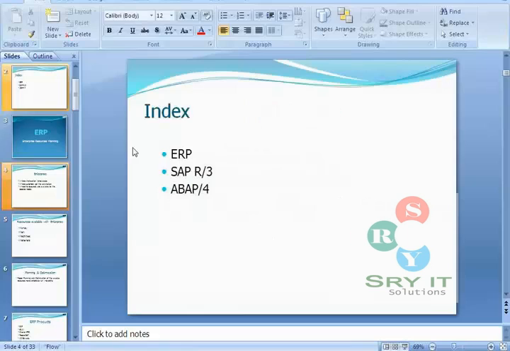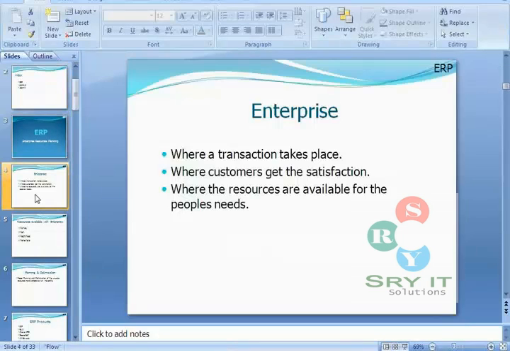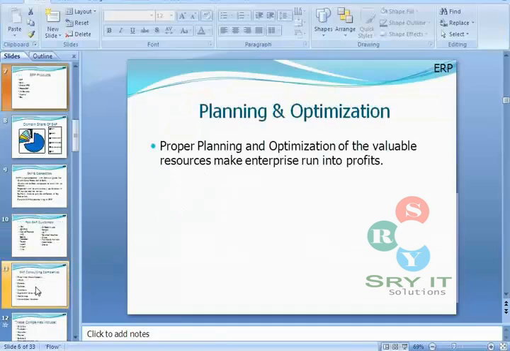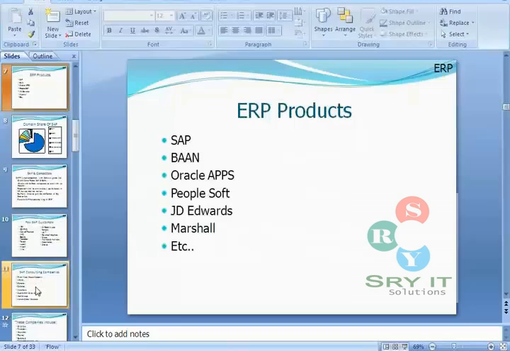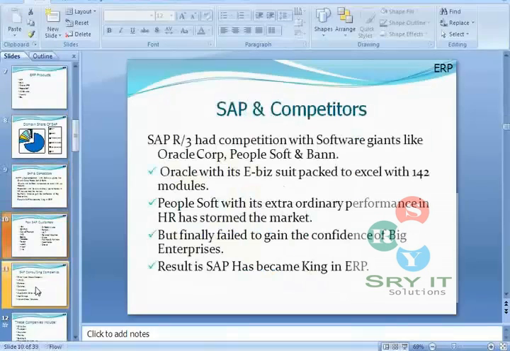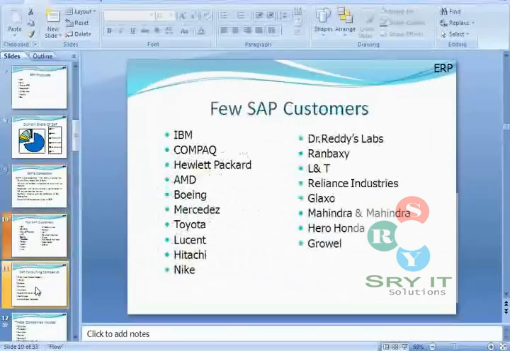So as we discussed, last time we had 3 points: ERP, SAP R3, ABAP 4. Last session we had a discussion about ERP, Enterprise Resource Planning. We covered what is ERP, what is E, what is R, what is P, and the types of ERP products in the market. From this we picked up SAP and understood what is SAP R3. Here I'm going to discuss the SAP customers.